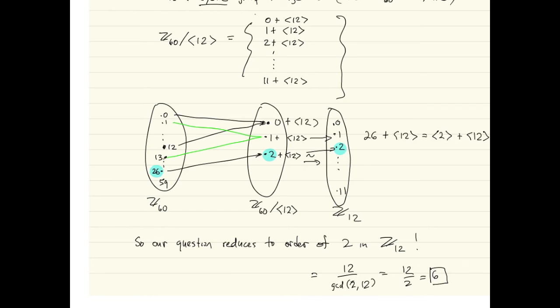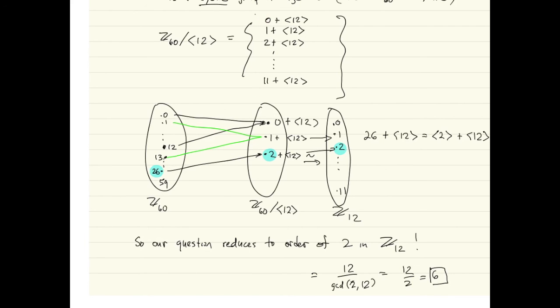It is. Okay, and so pictorially, what's going on? We start with Z60, the numbers from 0 to 59. Addition is the group operation. In there we have this number 26 that we're interested in finding the order of. Then we mod out by the subgroup generated by 12, and we've seen that the resulting group has 12 elements. I didn't list all 12 here, but I listed them up above. It's 0 through 11, so there are 12 elements.